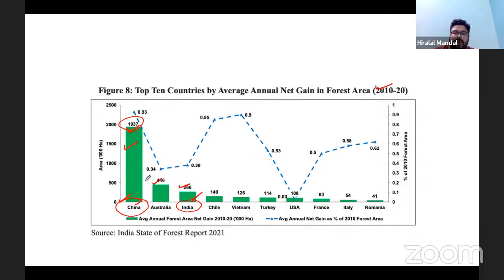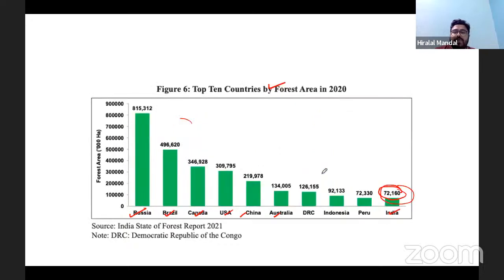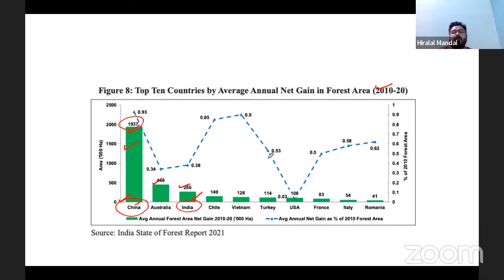Here also you can see India is among the top 3 countries which have gained the absolute amount of forest area in the last 10 years. India's status can be seen here. India represents 2% of the total world's forest area, and it has its own 24% coverage. India is among the top 10 countries in terms of forest area. So these are the critical information with respect to India's global standing.